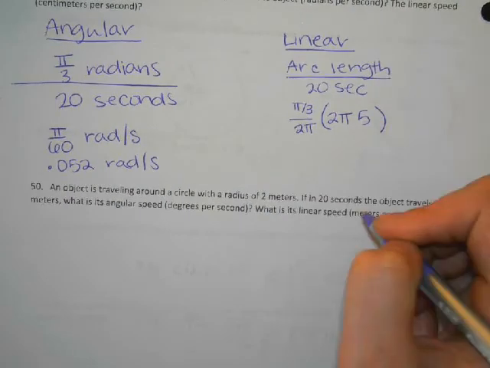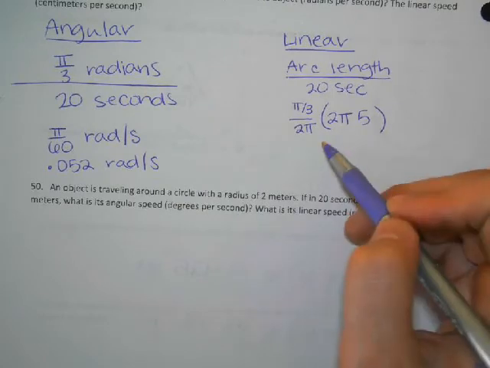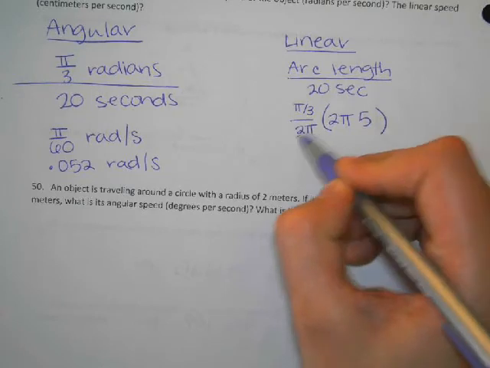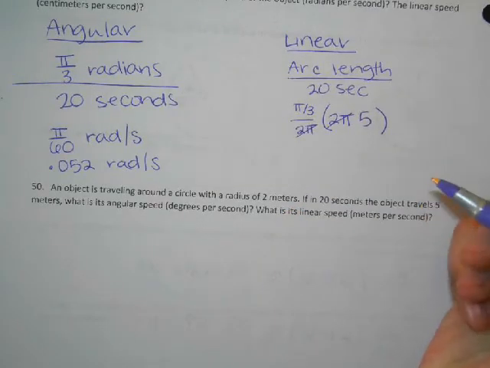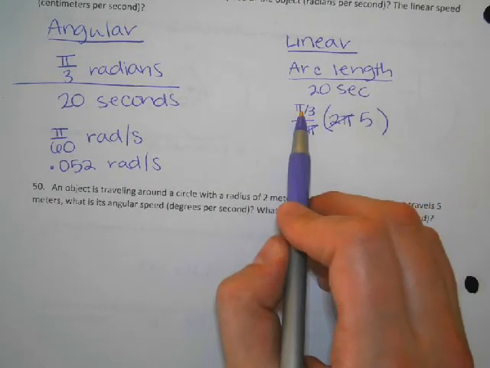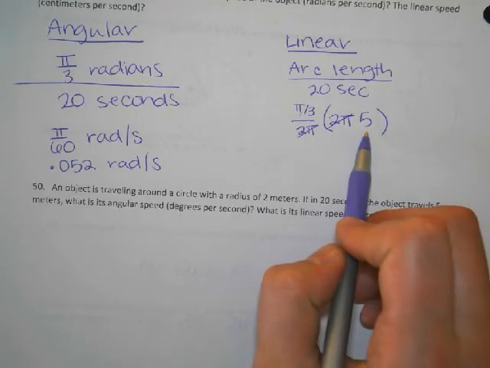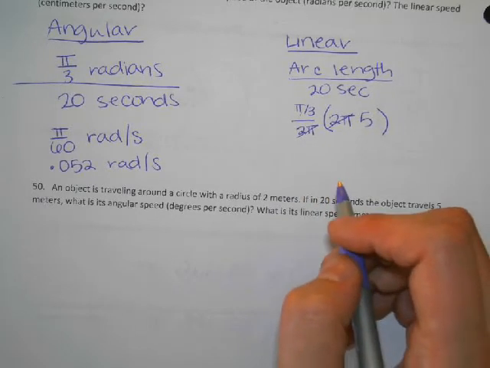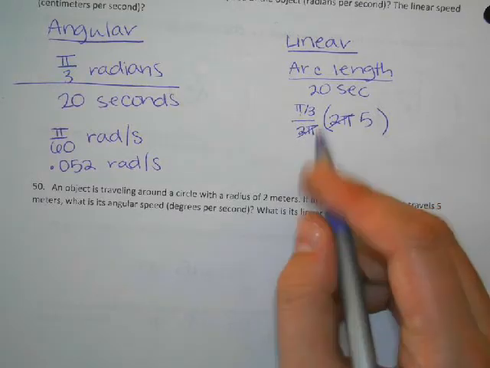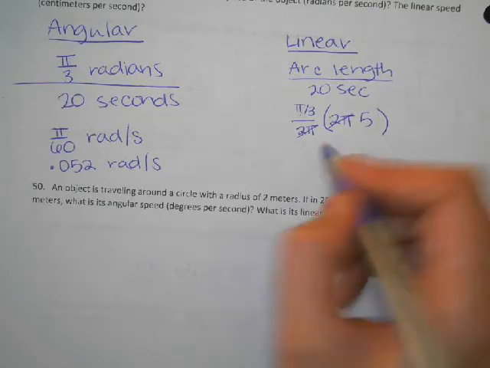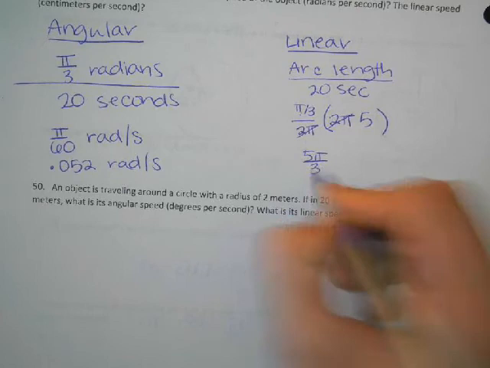Okay. So the 2 pi's cancel out, right? We have a divide by 2 pi and a times 2 pi. So we have pi thirds times 5. Pi thirds times 5. How could I write that in exact form? So no calculator. How could I write that in exact form? Yeah, 5 pi thirds. Okay.